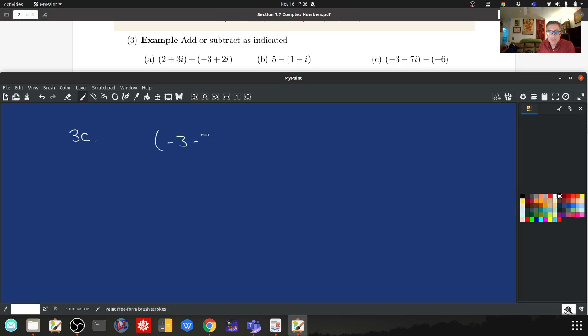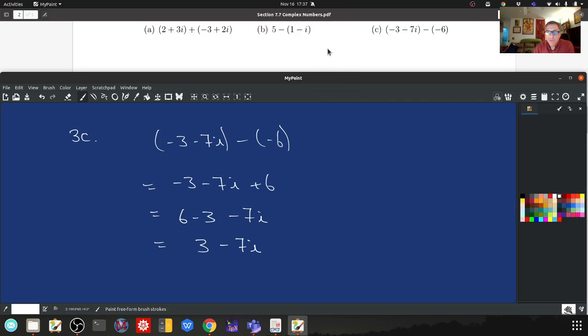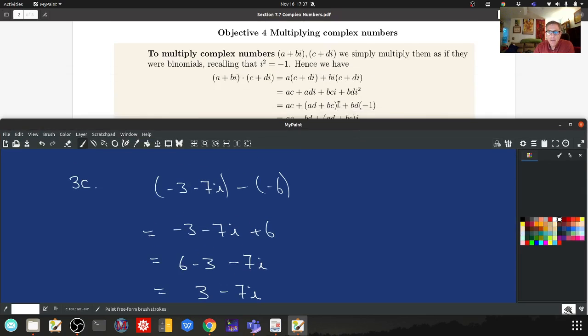Minus 3 minus 7i minus a minus 6. Well, minus 3 minus 7i. A minus is a plus 6. So I'm going to gather together the real parts of the complex number and then put the minus 7i by itself. 6 minus 3 is 3 minus 7i. To subtract them, we're going to be doing the exact same thing.